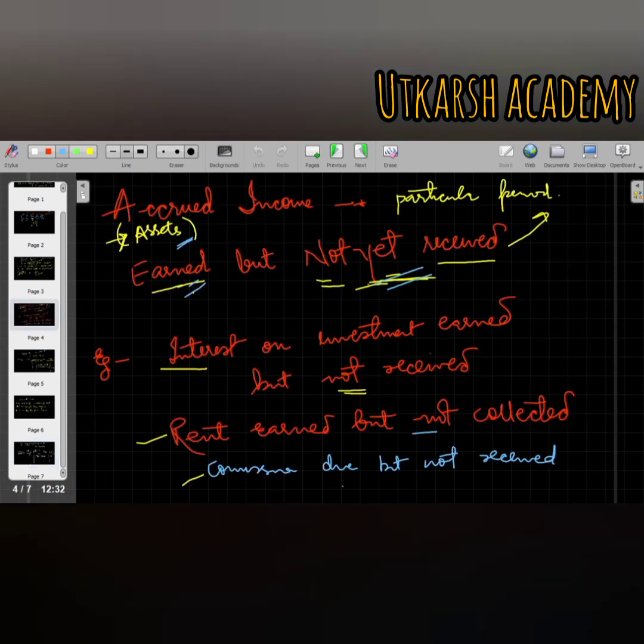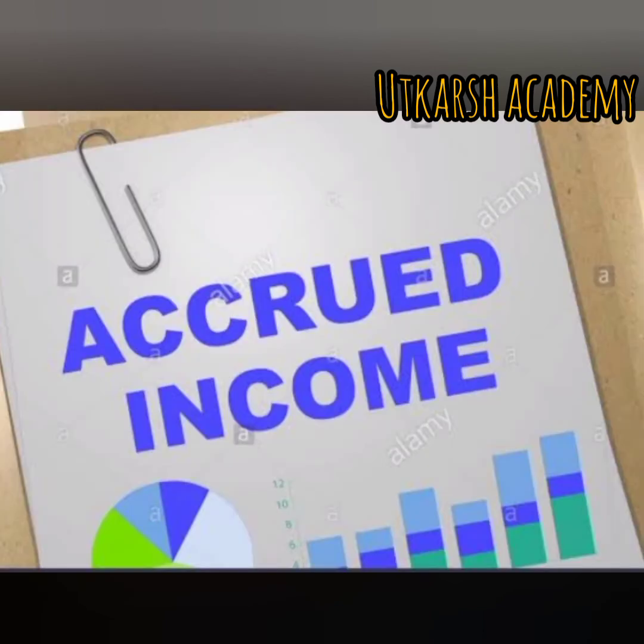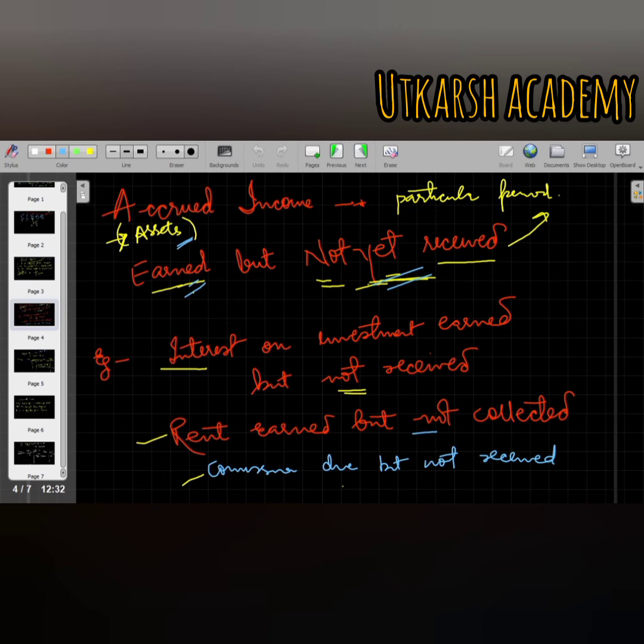The next one is accrued income. Accrued income means that income which we have earned but not yet received for a particular period. For example, we have earned rent but we have not collected it from the customer. So this rent amount can be said to be accrued income. Though we have earned it, we have not received it in our hands. So this is also a kind of asset.